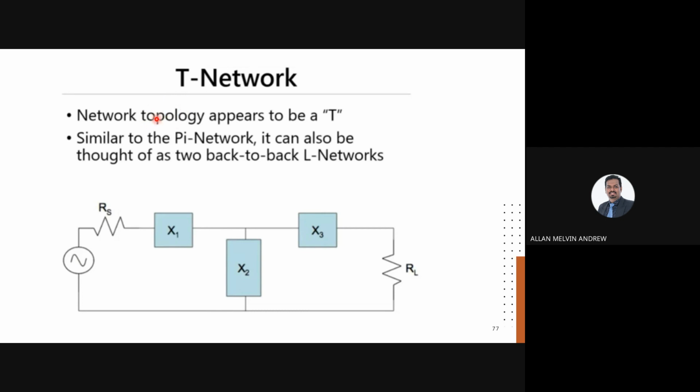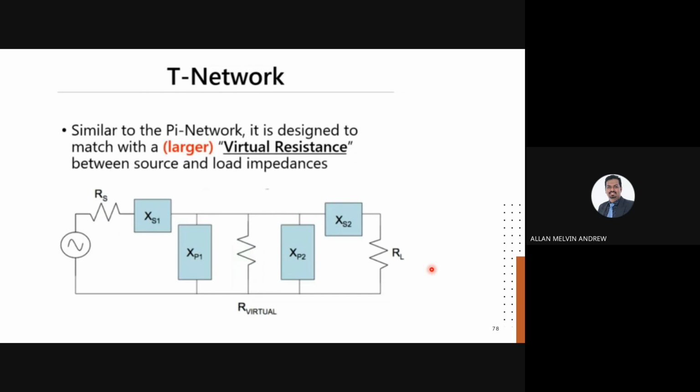Similar to the pi network, it can also be thought of as two back-to-back L networks. You have one network and also another network, so you can have two networks. That's why you can see there are at least a minimum of three elements inside: X1, X2, and X3. RS is available and RL is available throughout the analysis.